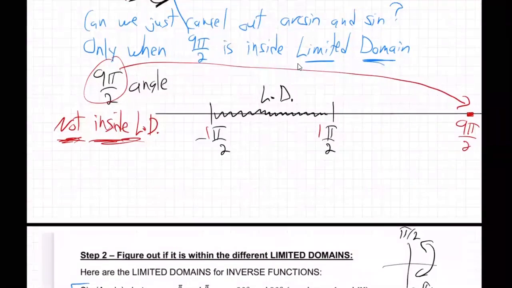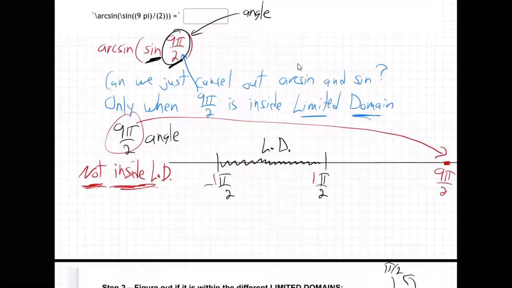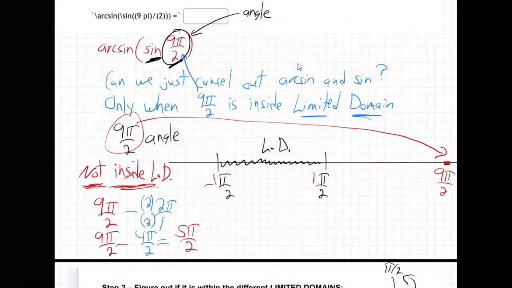Let's do that. We're going to take that 9 pi over 2. We're going to subtract 2 pi because it's too big, right? Over 1. And so you know what I got to do? I got to multiply top and bottom by 2. Get a common denominator here. 9 pi over 2 minus, and this will become 4 pi over 2, which will equal 5 pi over 2.